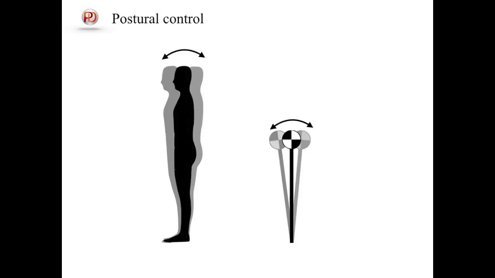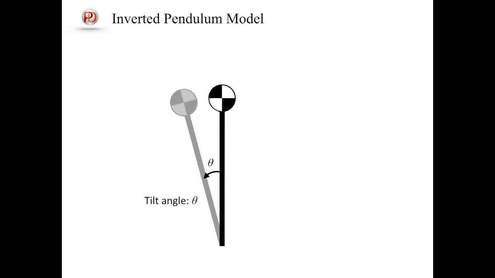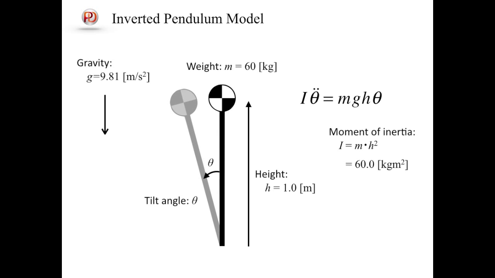The upright posture can be modeled by an inverted pendulum. The tilt angle from vertical is denoted by theta. The height from the ground to the center of body mass is assumed to be 1 meter, and the weight is 60 kilograms. Then the motion equation of this inverted pendulum is denoted by this equation. Here, I represents the moment of inertia, and g is the acceleration of gravity, whose value is 9.81 meters per second squared. This equation shows a free fall of the inverted pendulum.